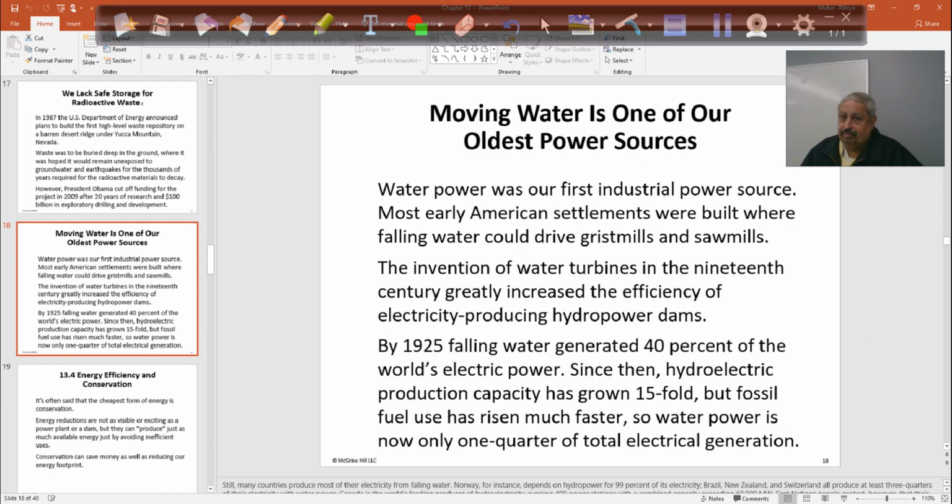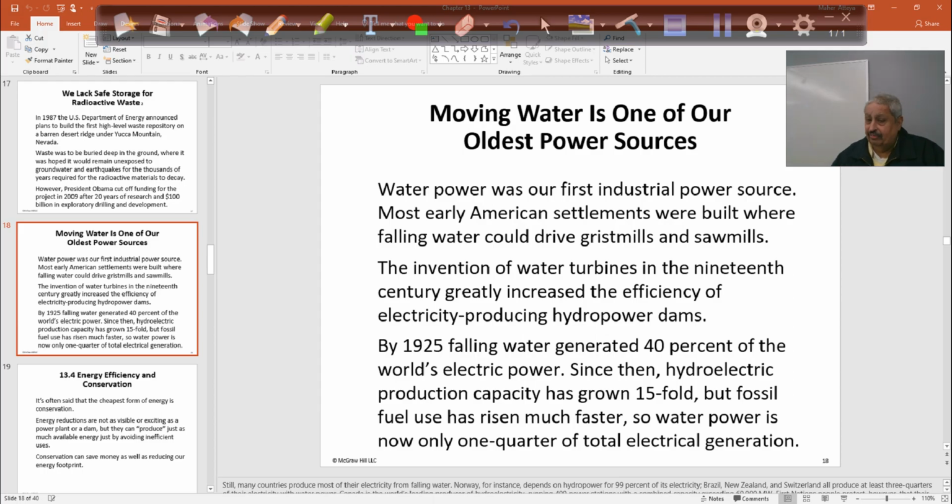Moving water is one of our oldest power sources. Moving water, that's like a waterfall. It's clean. Same as we say solar energy is clean, wind is clean, but the waterfall is the cleanest because you don't have to add anything. It's falling from a higher altitude to a lower altitude, and you can use this difference in altitude and the rate of the water flow to run turbines. They can run turbines with enough energy here.